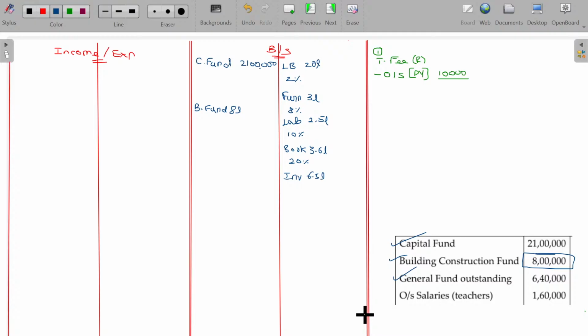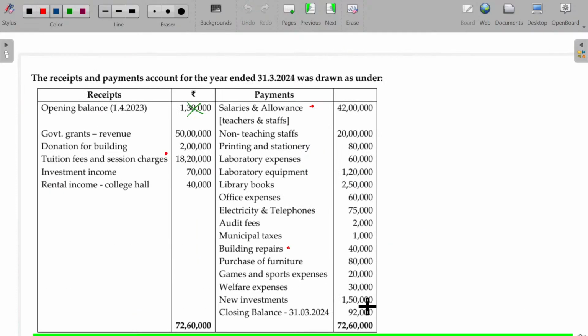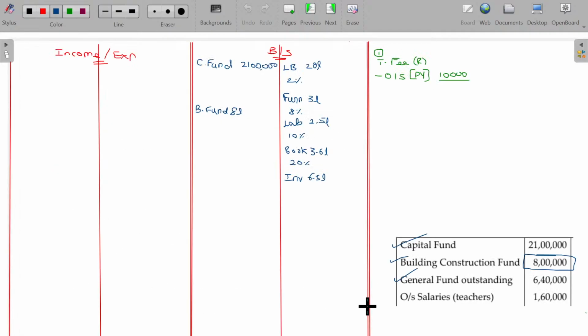General fund outstanding. I'm not sure what is general fund outstanding. I'll keep this item pending. Maybe some other donation. I can work it out separately. Otherwise, I'll just put that value here, general fund outstanding.